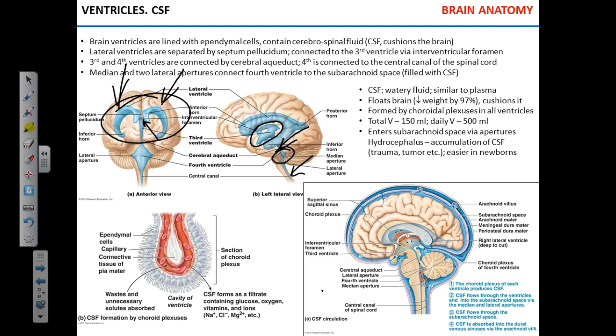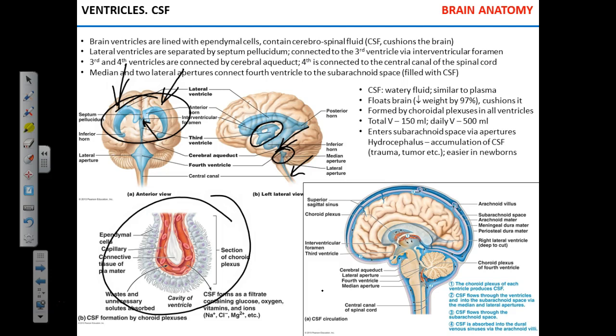So you have lateral ventricles, the third between them, the fourth at the bottom, and the cerebral aqueduct connects the third and the fourth. The third and lateral are connected by interventricular foramina, and the fourth is connected to the spinal cord. Okay? CSF, cerebrospinal fluid, is produced by structures called choroid plexuses.